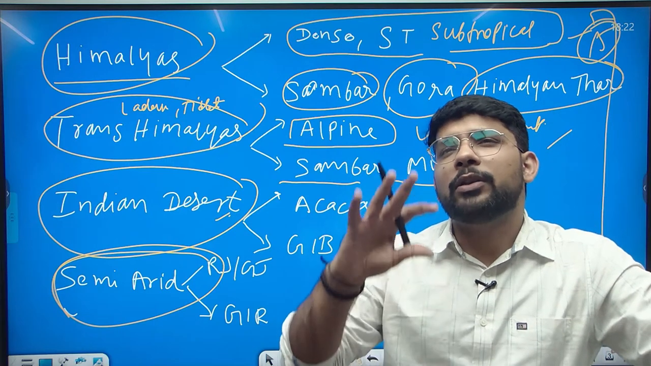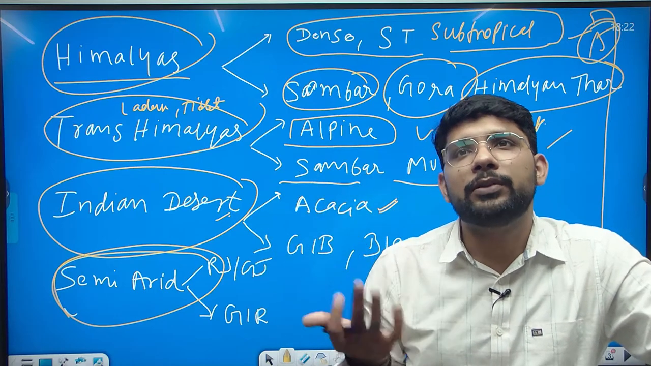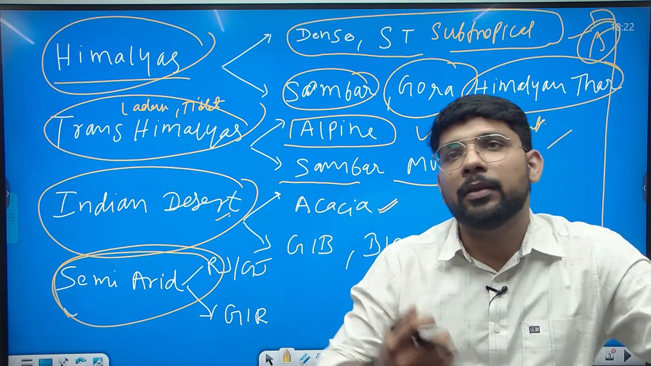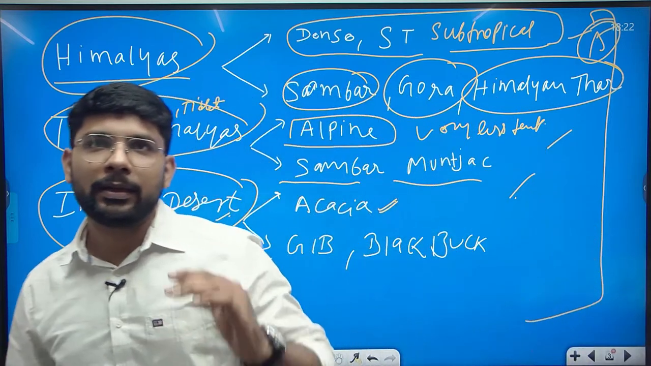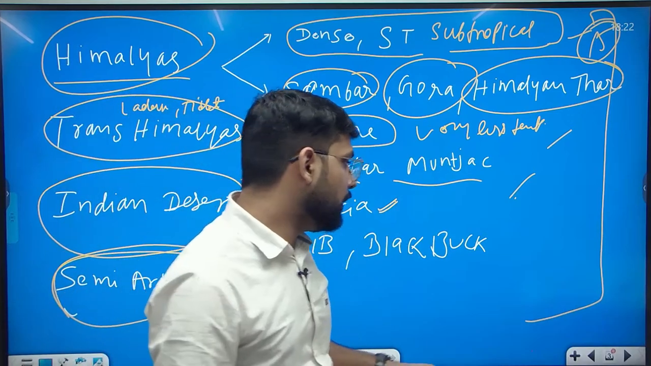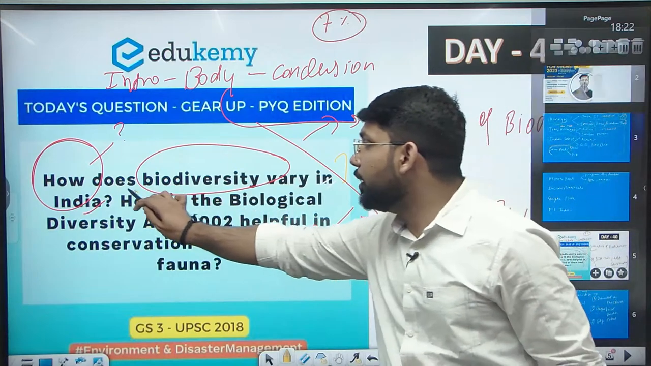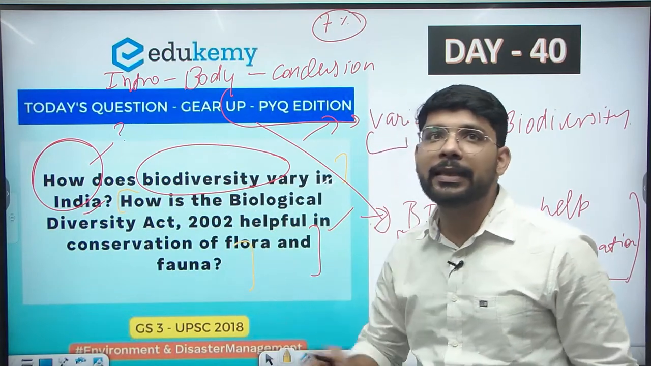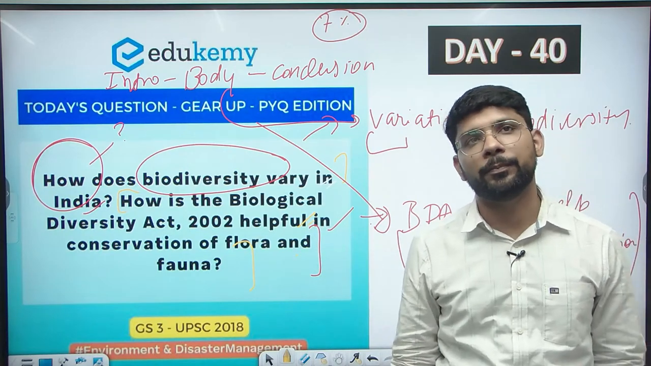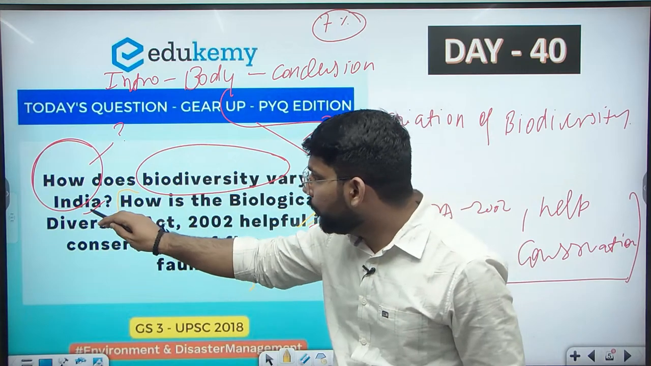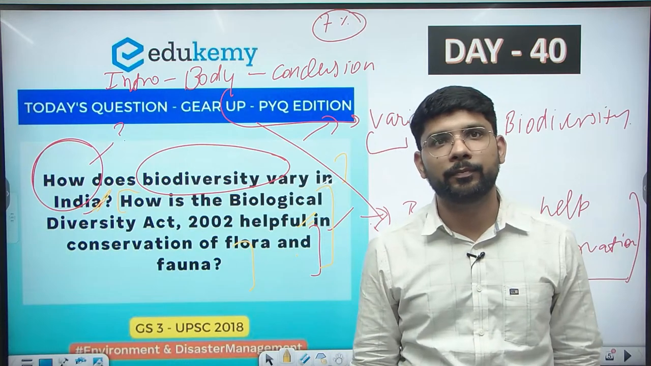Okay, now the question demands how the Biodiversity Act of 2002 is helping in protection of the biodiversity. So we need to list down this part. This is the second part of your answer. We need to write about how the Biological Diversity Act 2002 is helpful in the conservation of the flora and the fauna. Till now we completed the first part, and now we need to focus on the second part.